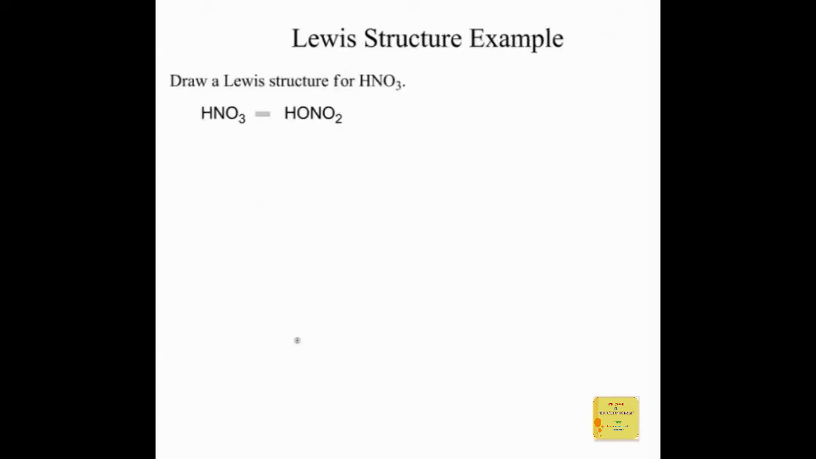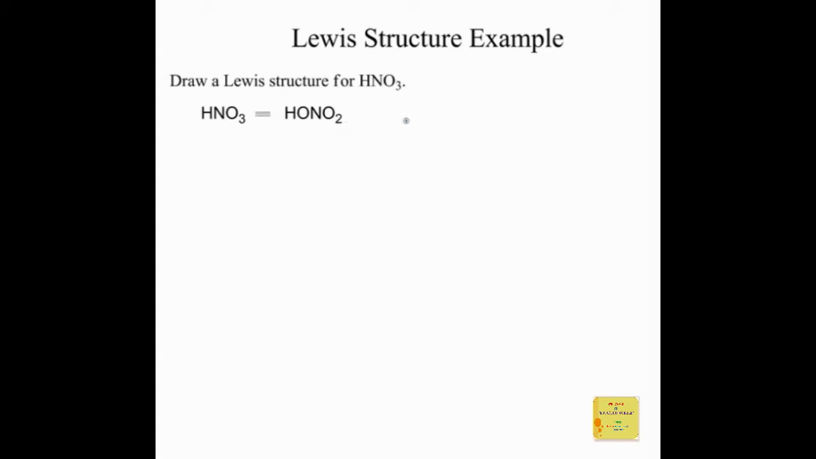So let's see another example. How about the Lewis structure for nitric acid, HNO3? Well, HNO3 is very often the way we draw nitric acid, but a better shorthand or condensed notation would be HONO2. That better represents the actual connectivity of the atoms.